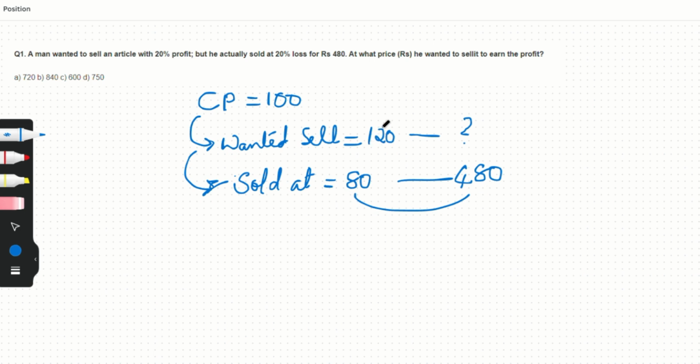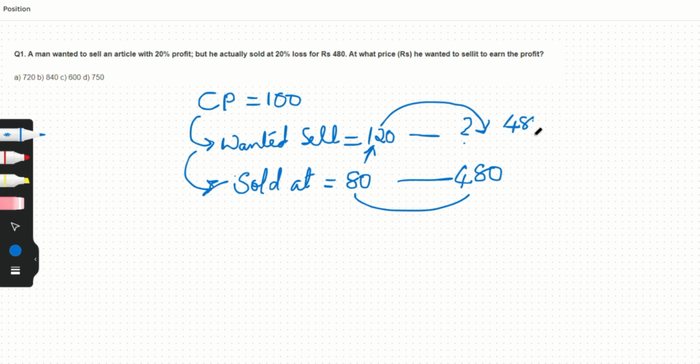Then what will be in the place of 120? In the place of 120, what will we have? 80 is 480 means 120 is what? See, this is 1.5 times of 80. That means 1.5 times of 480. So 480 plus half of 480. Half of 480 is 240. So let's add 240 to 480.